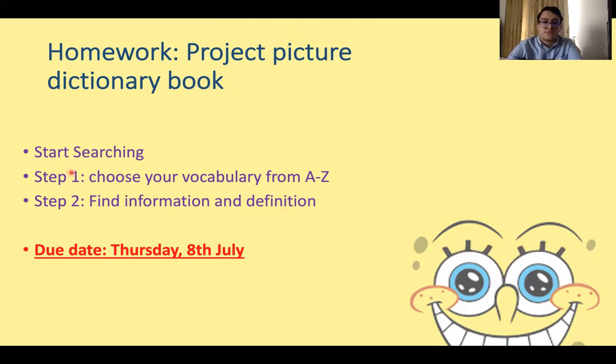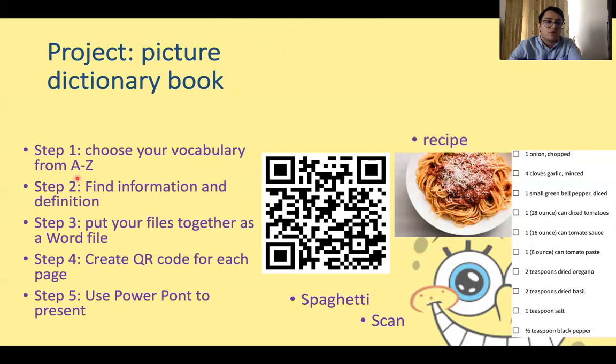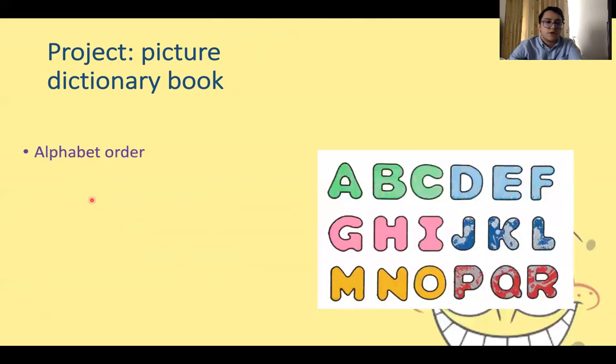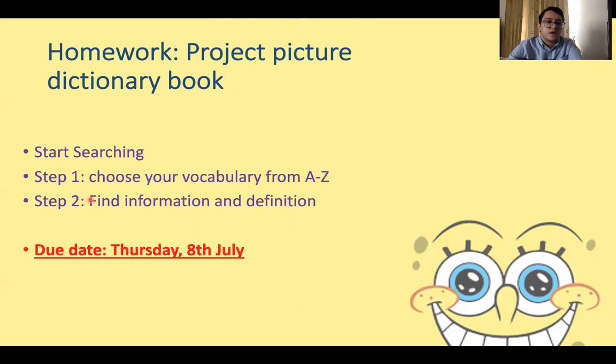So for this class, for this week, you don't need to do all 5 steps. You just do step 1 and 2. So for step 1 and step 2, you have to choose the vocabulary and find the information. So the due date for step 1 and step 2 is on Thursday, 8th of July. So don't forget, please send it to me before Thursday, 8th of July. This is your last day to send the work for step 1 and step 2 only.